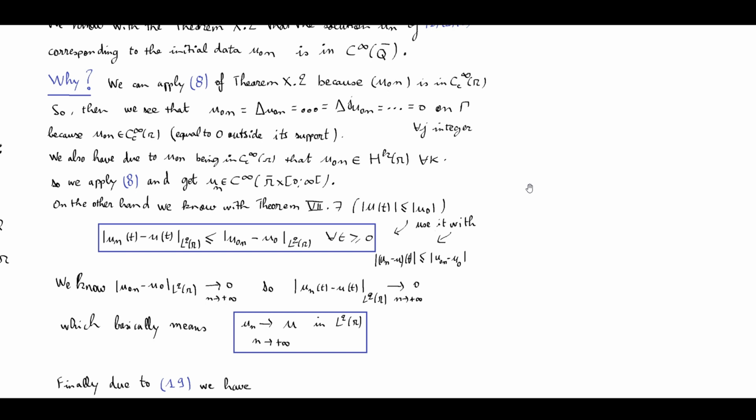On the other hand, we know with theorem 7.7 that the absolute value of u(t) is smaller or equal to the absolute value of u0. And so we use it with the function un minus u, which will be consequently smaller or equal to the absolute value of u0n minus u0. So we just apply this in the blue framed inequality for all t greater or equal to 0.